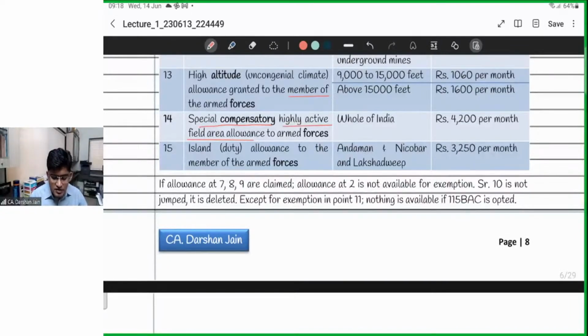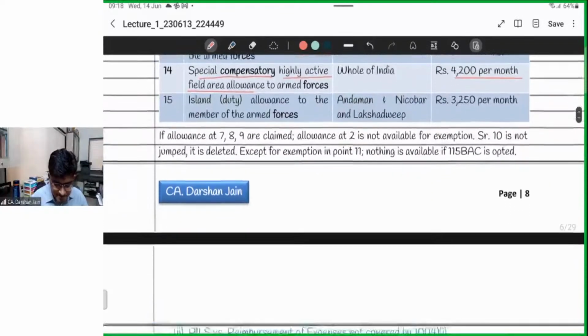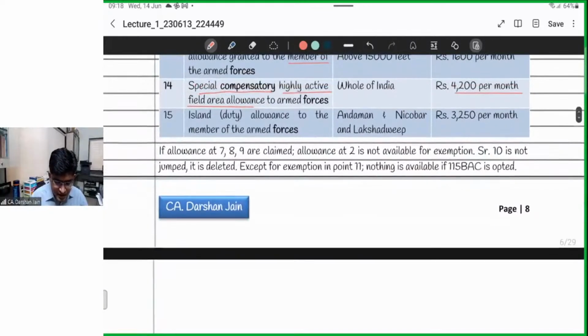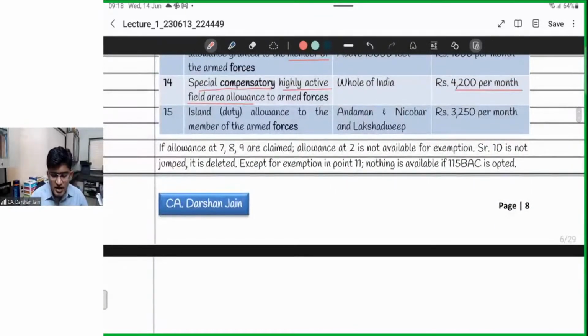So whenever special compensatory allowance is given to a member of armed force for working in a highly active field, 4,200 rupees per month is the amount of exemption that you could claim in respect of this allowance. So if a person is getting 5,000 rupees, 800 alone would be taxable. Similarly, island duty allowance is 3,250 rupees. So if a particular person is posted in Andaman and Nicobar or the Lakshadweep, he could claim 3,250 as exempt, if he is in receipt of the allowance. If there is no allowance, there is no exemption.